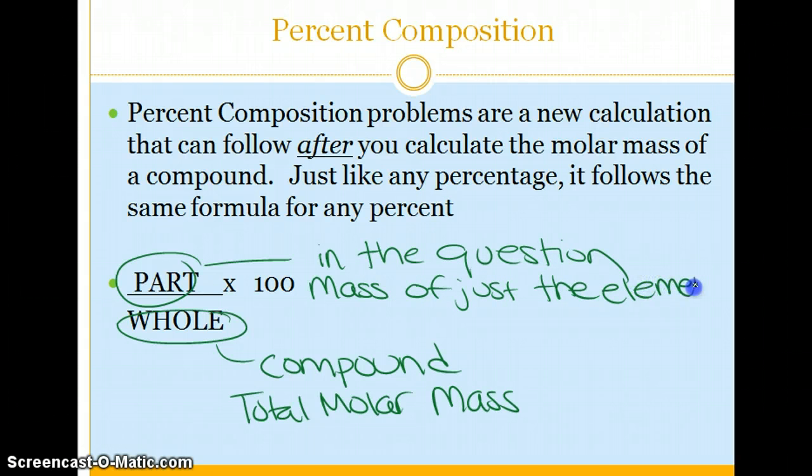Now, it's important to note, if there are 2 hydrogens in water, and we're being asked to solve for the amount of hydrogen, then we do have 2 hydrogens as our part. It's however many of that element that you have. So let's look at an example of how this would work. Again, part over whole. Your part is whatever the question specifies and asks for. Your whole is going to be the molar mass of that compound.